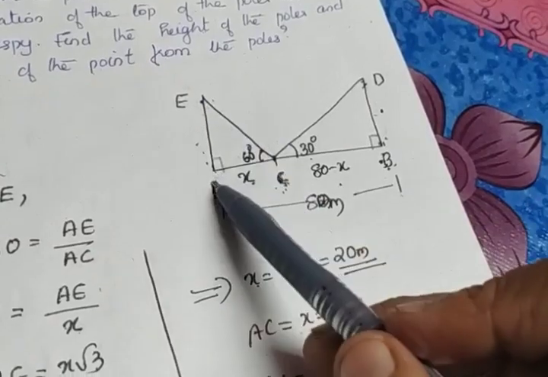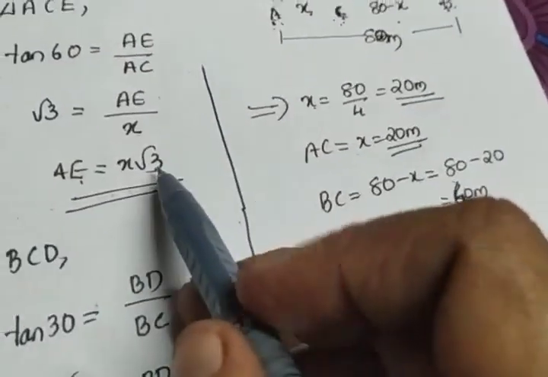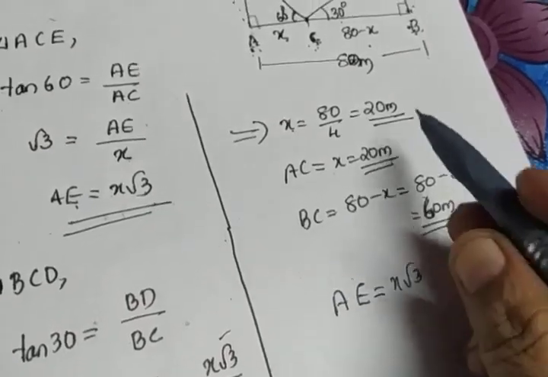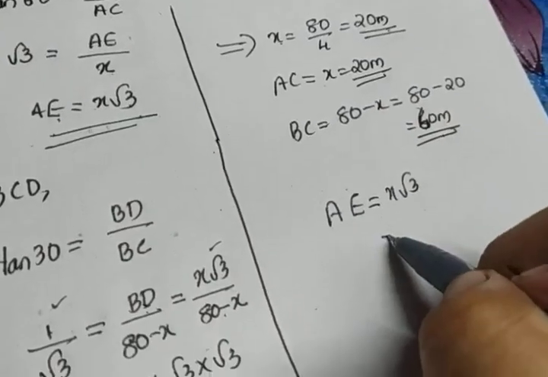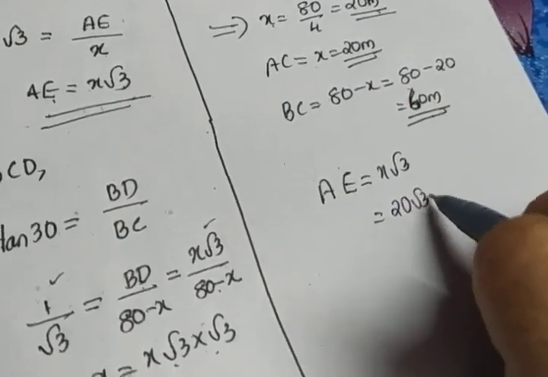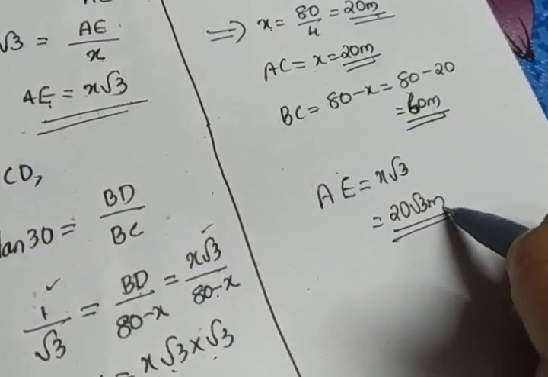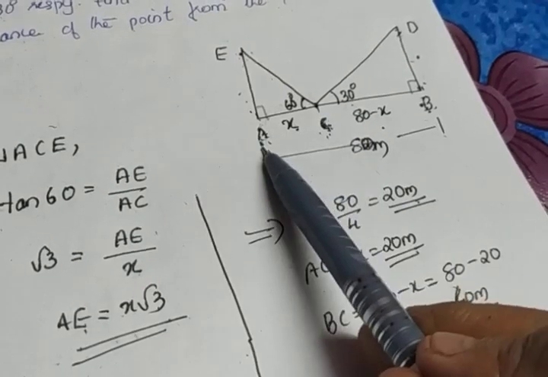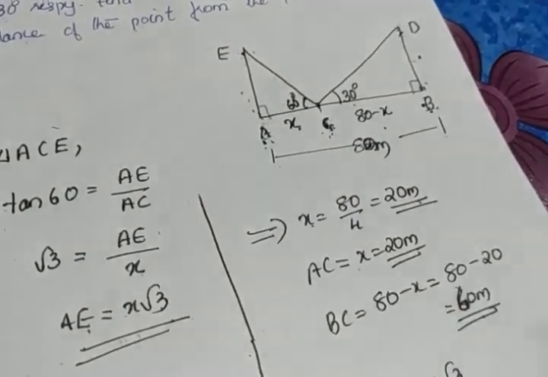Okay. Again, what all we have to calculate? We need to calculate the height of the pole. Height, we already got AE as x root 3. Isn't it? We now calculated the value of x as 20. So it is 20 root 3 meters. So the height of the pole is 20 root 3 meters, and the point is at a distance of 20 meters from one pole and 60 meters from the other pole.